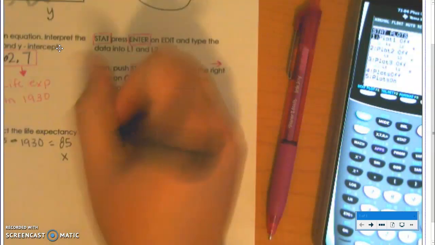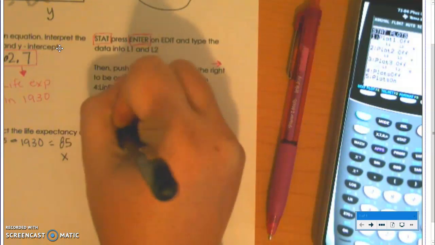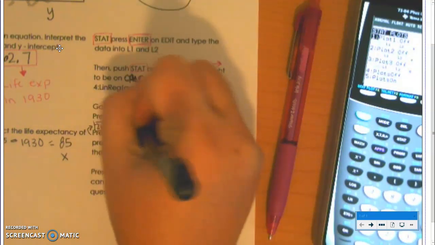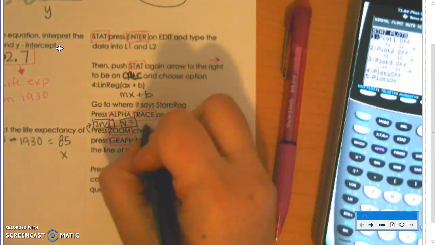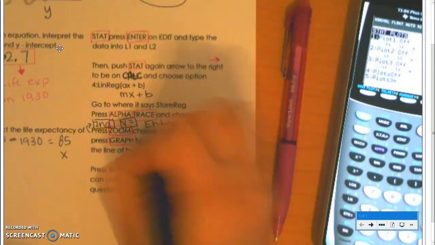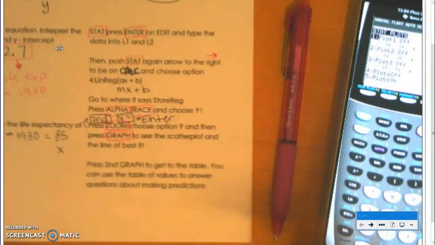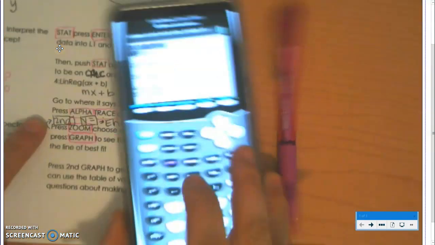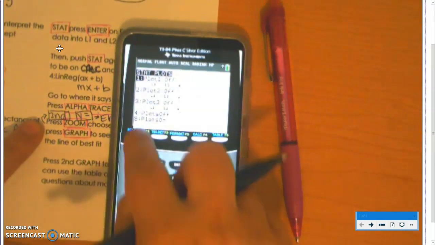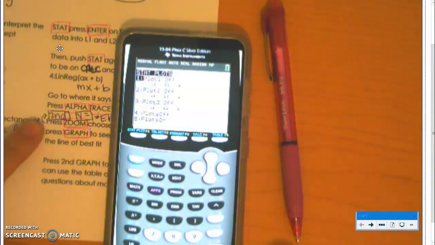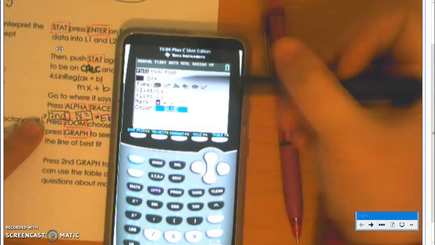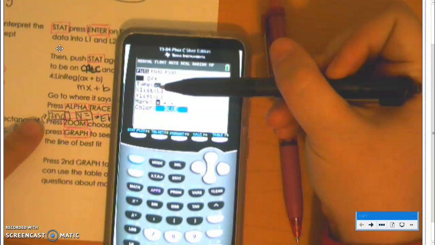Oh, I forgot a step. I'm going to add this to your directions. There's a step before this that I forgot. We're going to push second, y equals, and then just push enter on the one that's the scatter plot. I'll add this to your directions so that you don't have to worry about writing that down. This will already be there on your paper. So second y equals, I'm just going to push enter. And I'm just going to push enter again. And you see how that one is blurred and that looks like just a bunch of dots? So that's a scatter plot.